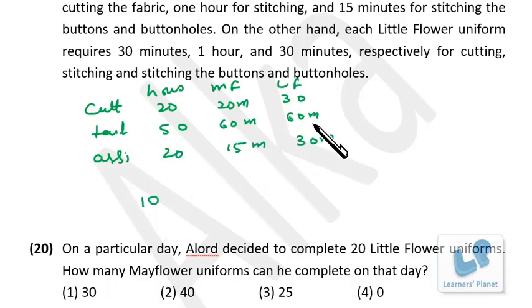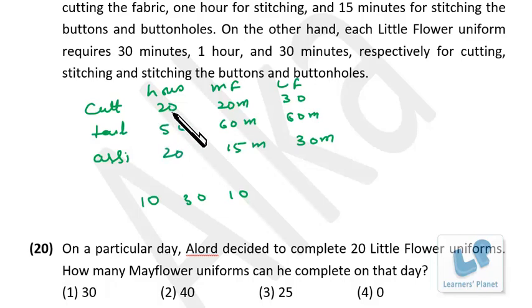Then 30 hours of tailoring, because 1 hour per dress, and we have 50 tailor hours, so 30 hours are left for tailoring. And then 30 minutes of assistance, so precisely once again 10 hours. Okay, or if you are confused at any stage in conversion between minutes and hours, then you can calculate the entire thing in hours.